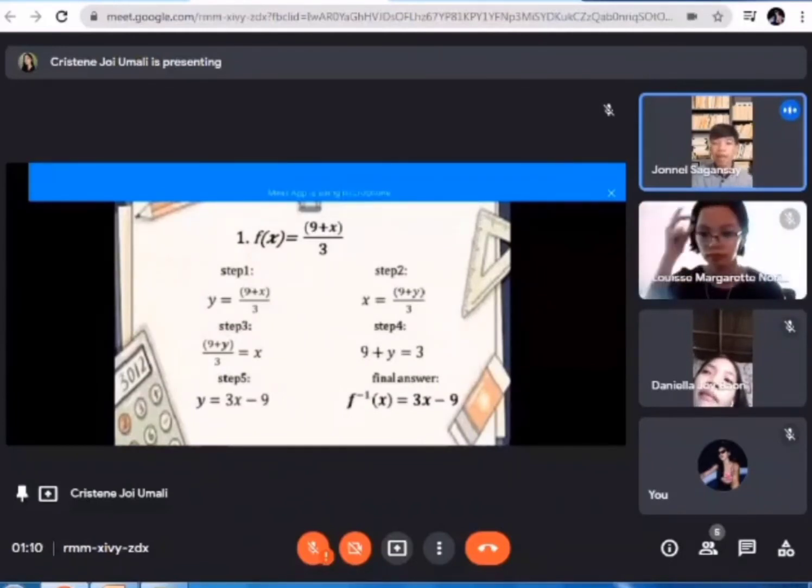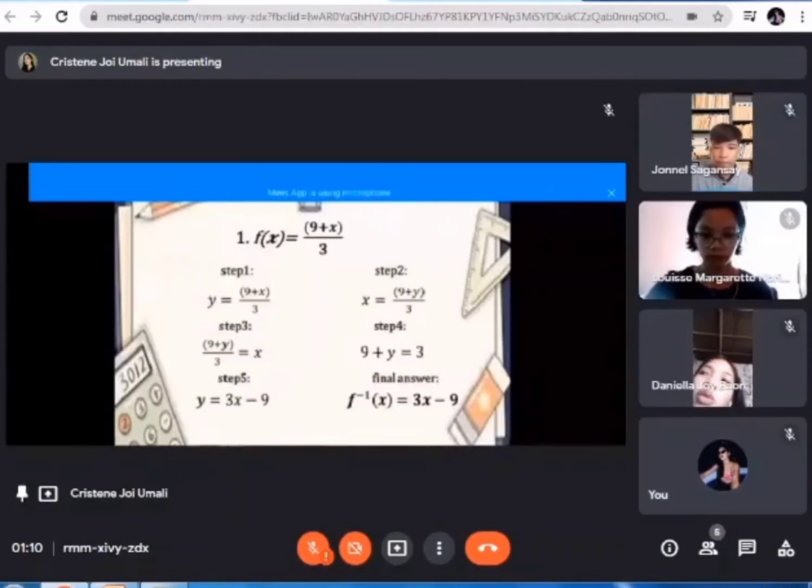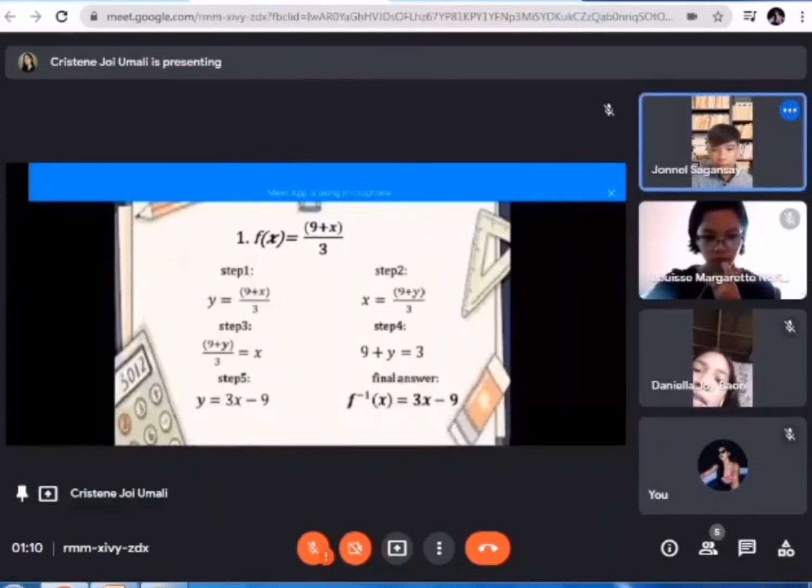The step 4 is ilalagay natin sa standard form para maging single si y. So magiging 9 plus y equals 3x. So class, ano ba ang kailangan nating ilipat para maging mapag-isa si y? Anyone? Ano yung ililipat natin para mapag-isa si y? Sa step 4.